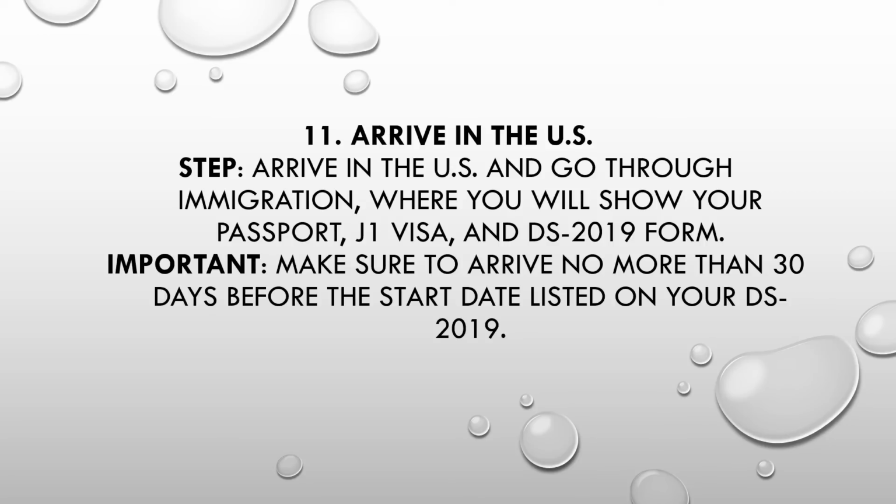Now, the other thing is that you cannot arrive more than 30 days before the start date listed on your DS-2019. Make sure that you don't arrive more than 30 days before that. So don't arrive, for example, if you're starting on the 1st of August, in June. You have to arrive somewhere inside July. Okay?